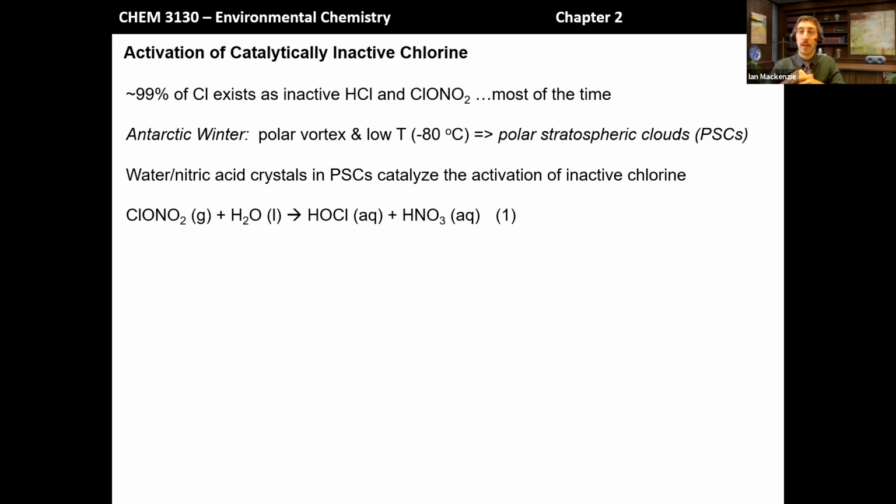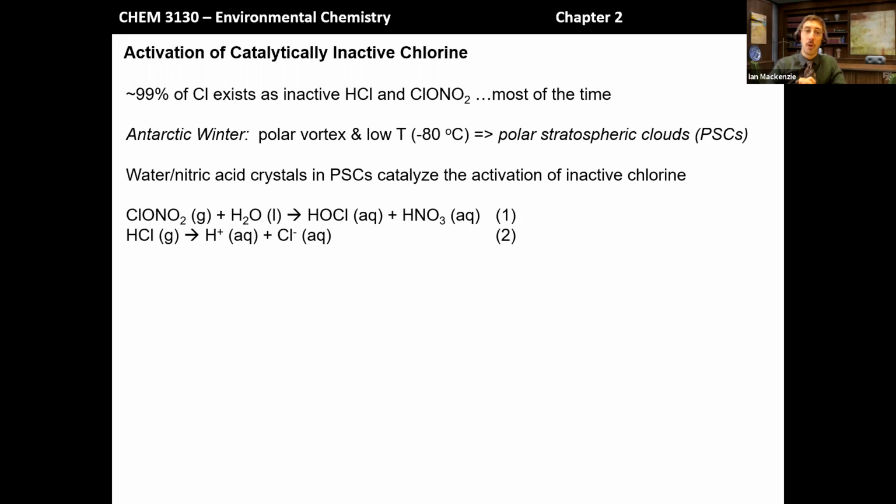So first, the chlorine nitrate, which is perhaps the main form of inactive chlorine, will come, and on the surface of that particle, where there's a small layer of liquid water on the ice particle, the chlorine nitrate will essentially react with that water to form HOCl, hypochlorous acid, and nitric acid, both on the surface of that particle.